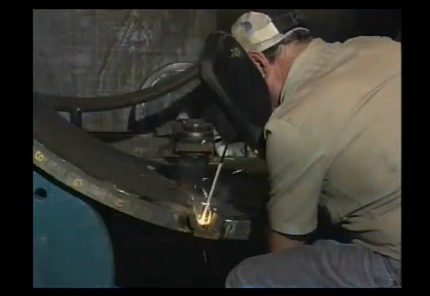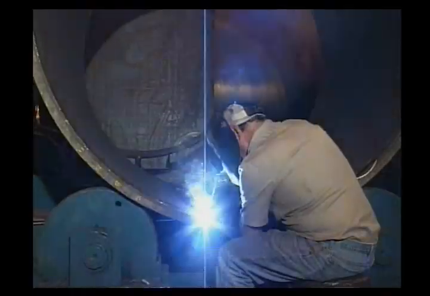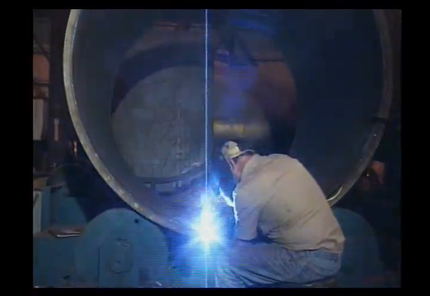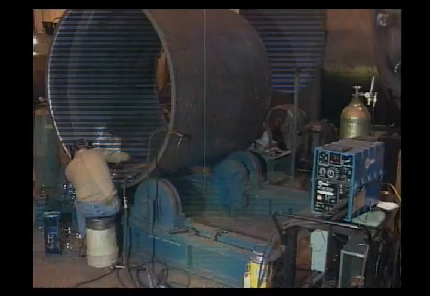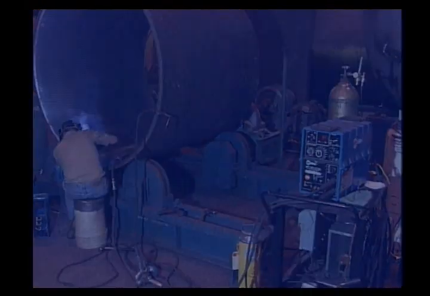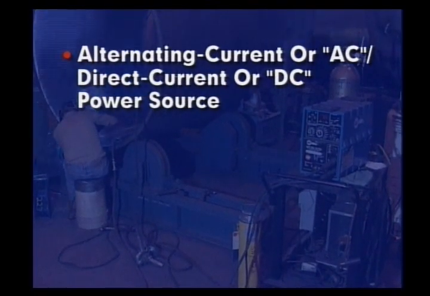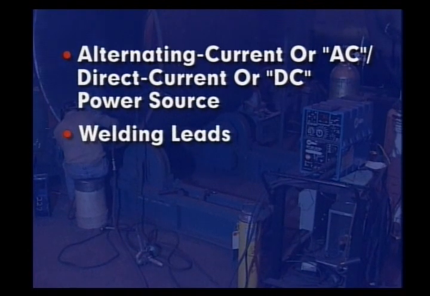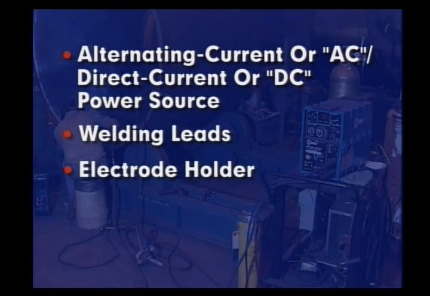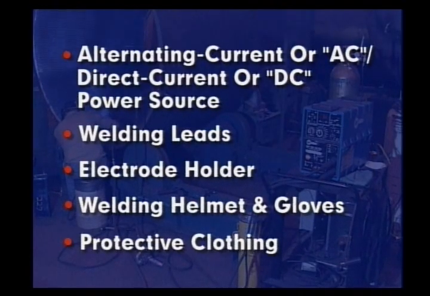The heat of the arc melts the base metal in the immediate area as well as the electrode core wire and covering. The molten base metal, core wire, and metal powders in the covering coalesce or fuse to form the weld. The equipment required for shielded metal arc welding includes either an alternating current or AC, or direct current or DC power source, welding leads, an electrode holder, welding helmet and gloves, and protective clothing.